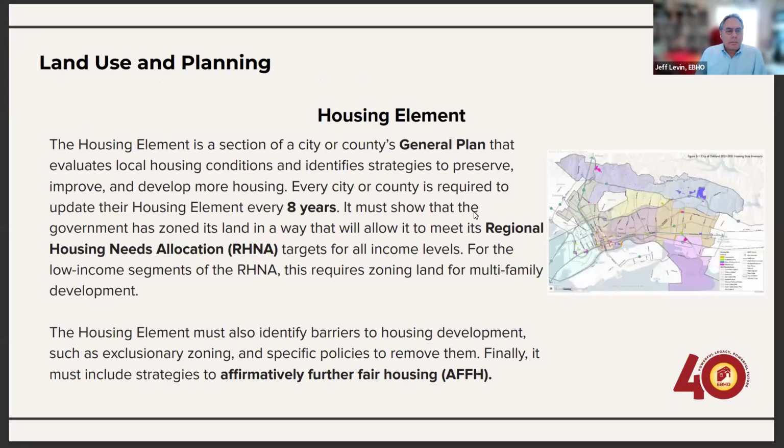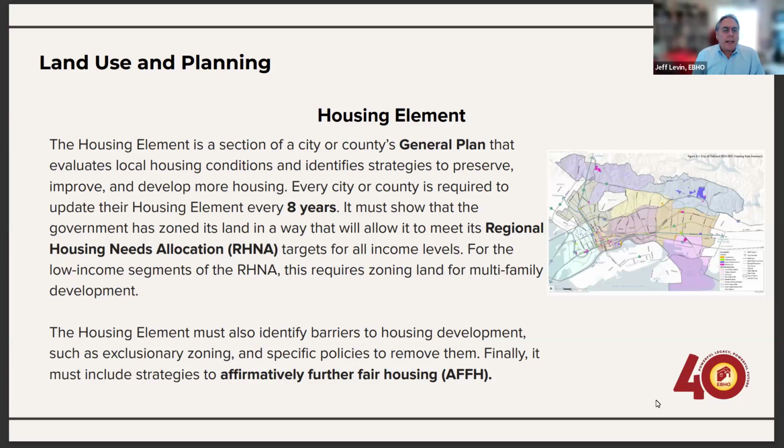Next slide, please. So the housing element is part of a city or county's general plan, which describes the overall vision a city has for how it's going to develop. The housing element is by far the most detailed and the one element that cities have to submit to the state for approval. It evaluates local housing conditions and identifies strategies to preserve, improve, and develop housing.